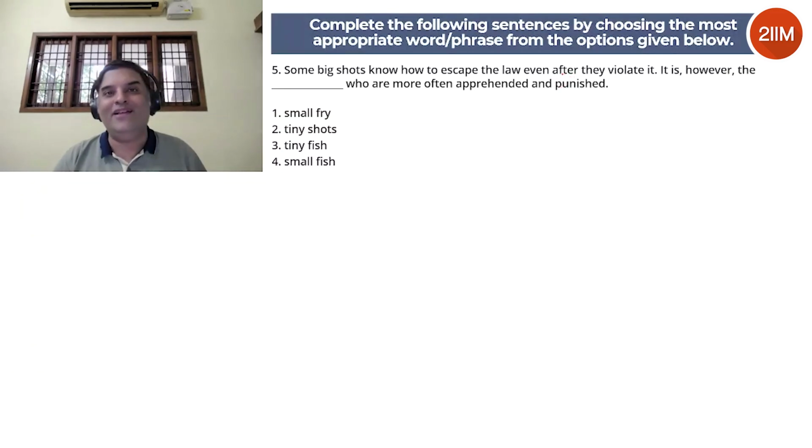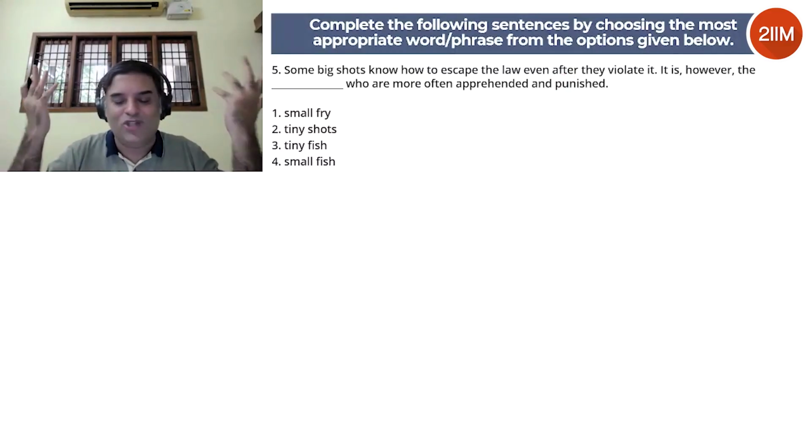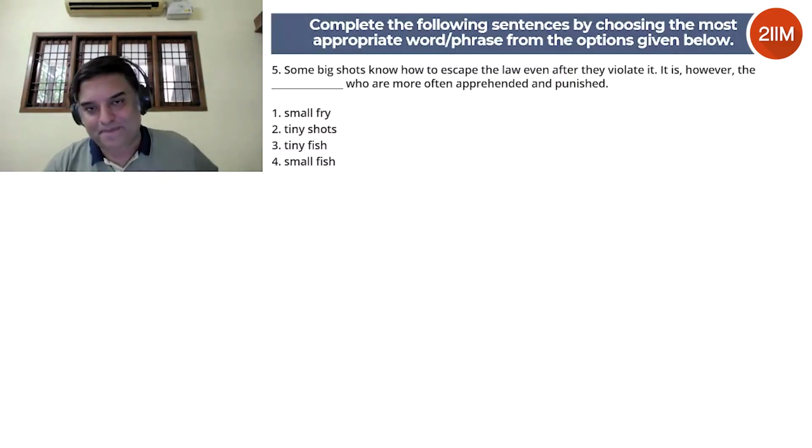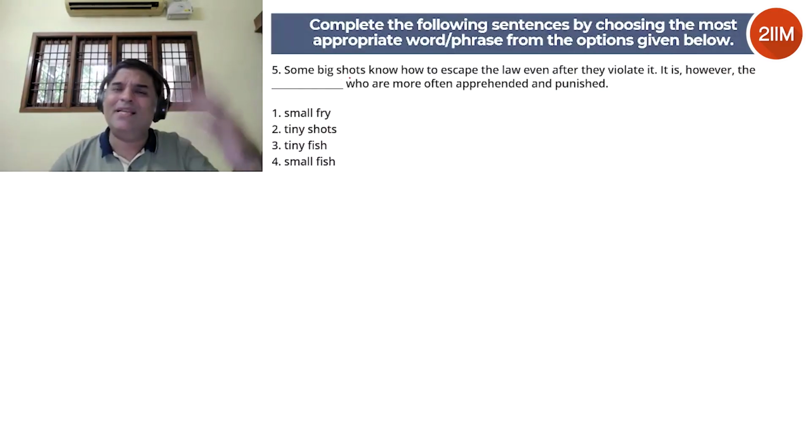It's true, right? In the real world also it happens. The first name that probably comes to your mind is Vijay Mallya. I mean, he's absconding, he's not back and seems to have disappeared. Number of other examples in every country. Some big shots know how to escape the law even after they violate it.